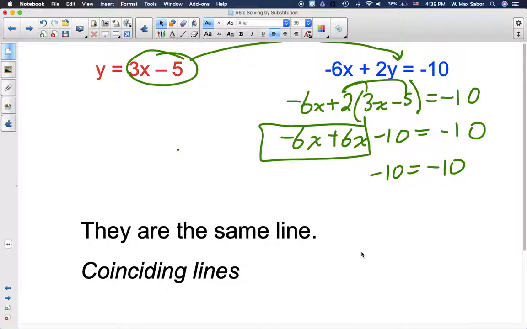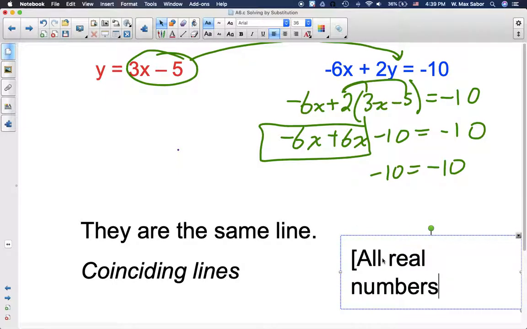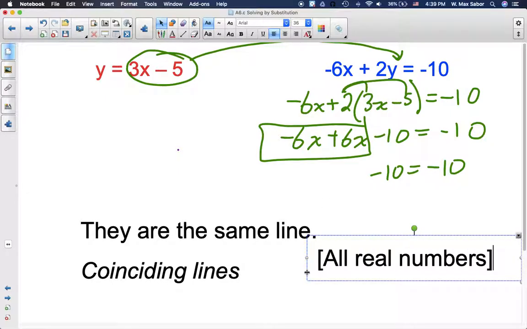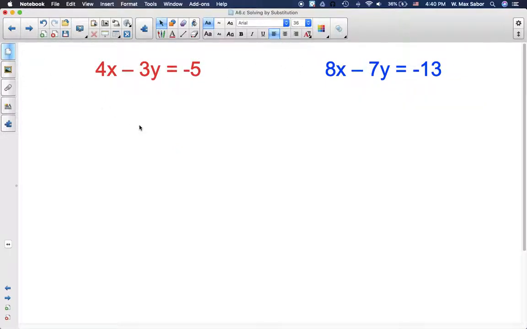I would also accept, although it's technically not correct, all real numbers, but it's not the best answer that you can give. I'd rather you say they are the same line or they're coinciding lines, because any pair in one, if it solves one, it makes the other one true as well. All right, this one.